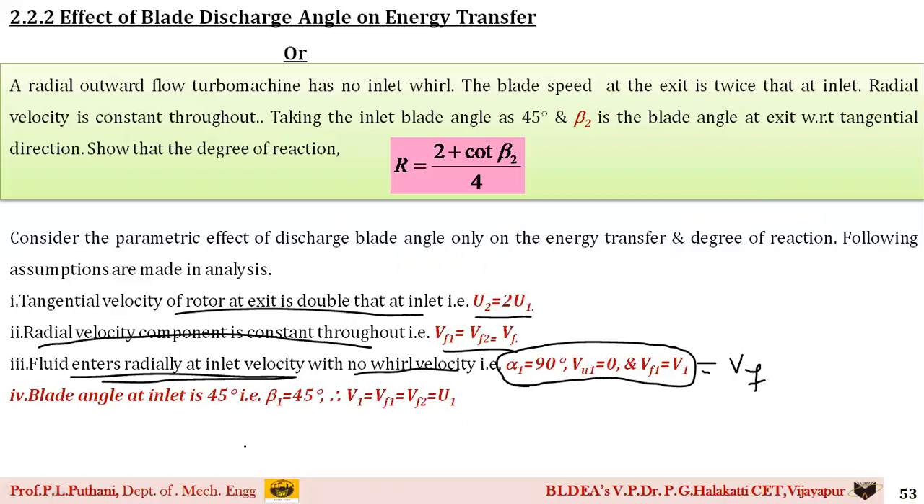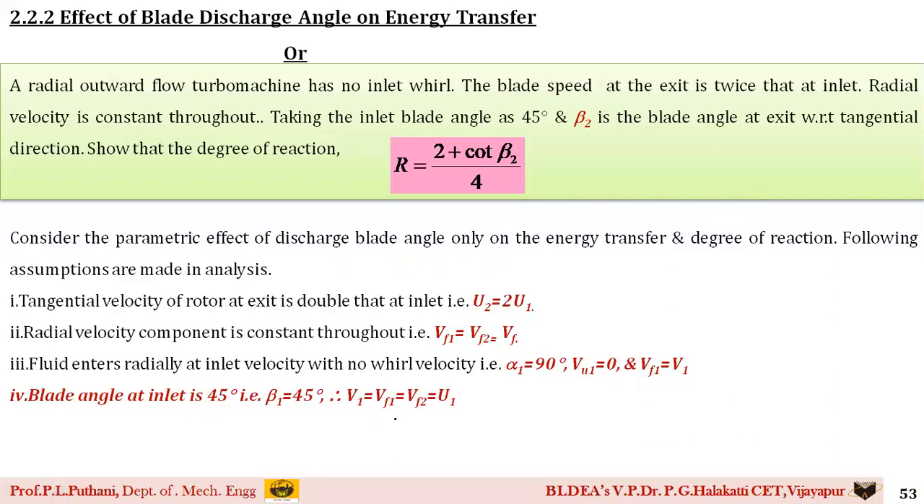And the fourth point he has told is that the blade angle at the inlet is 45 degrees. So when this is the case at 45 degree, the two sides become similar sides, and automatically V1 is equal to Vf1 is equal to Vf2, which is also equal to U1. These are the things you need to remember before you start the analysis.